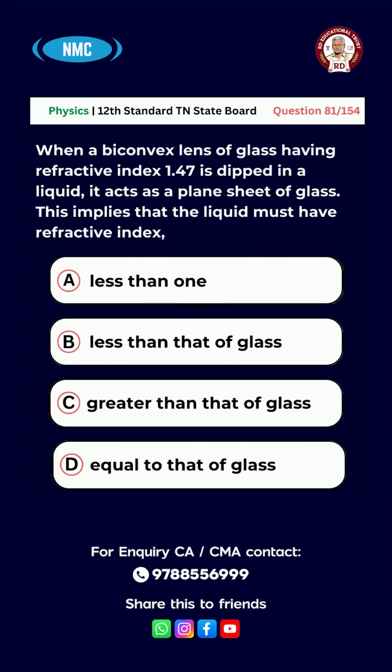This implies that the liquid must have refractive index. Option A, less than 1, B, less than that of glass, C, greater than that of glass, D, equal to that of glass. The right answer is option D, equal to that of glass.